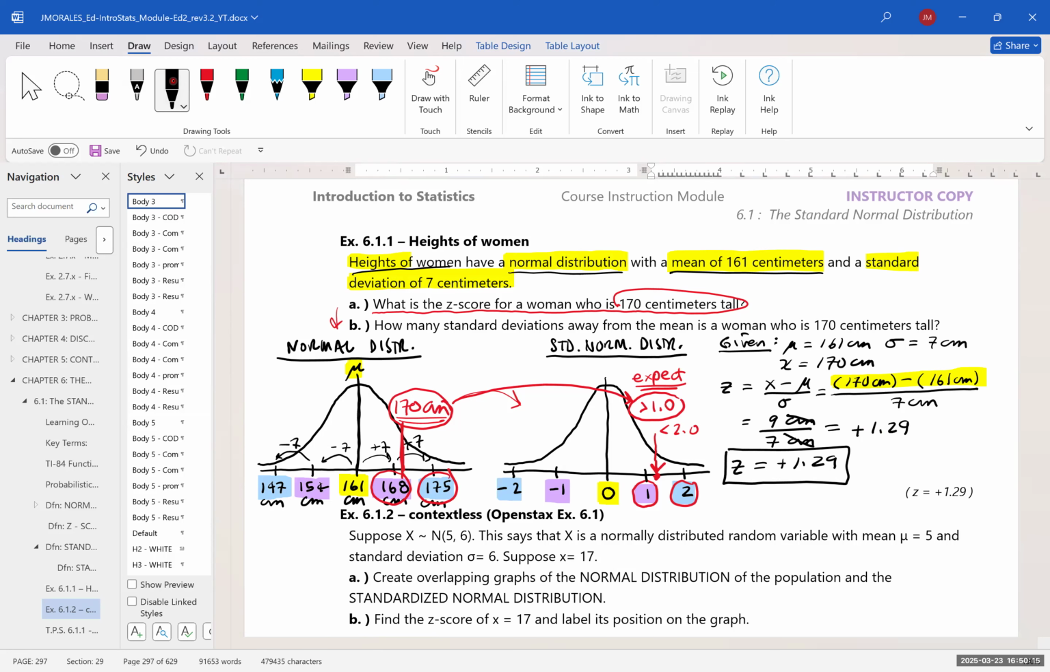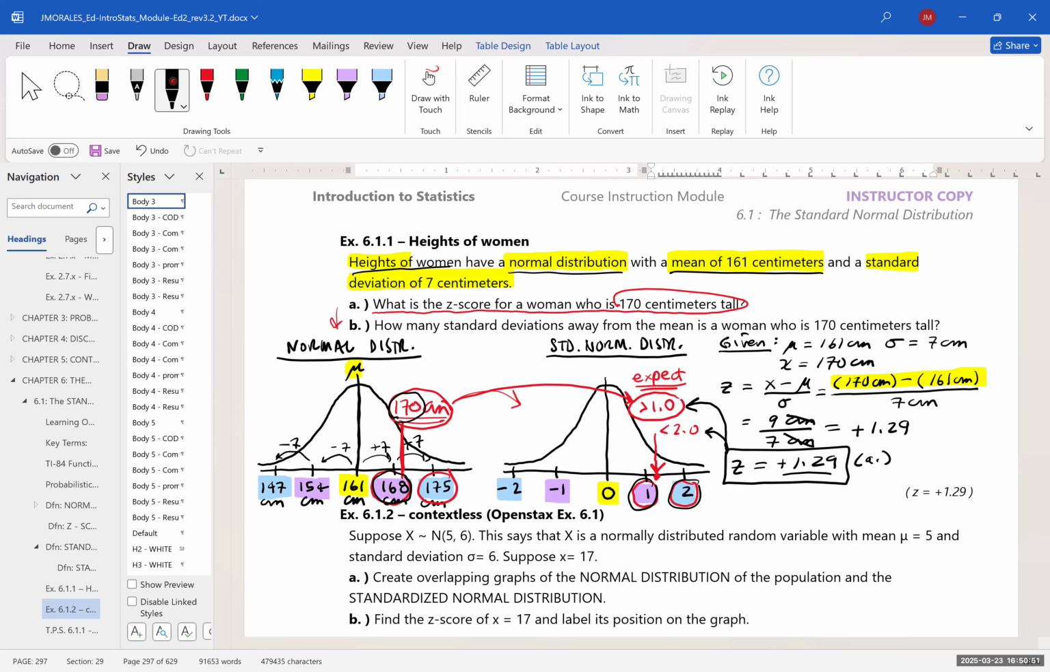Does this answer fit with our expectation? And you can see that it does. We expected the z-score to be greater than 1 and less than 2. And because 170 was just a little bit more than 168, we expect the number to be closer to 1 than it is to 2. And indeed, that's the case. So this would be the answer for part A.